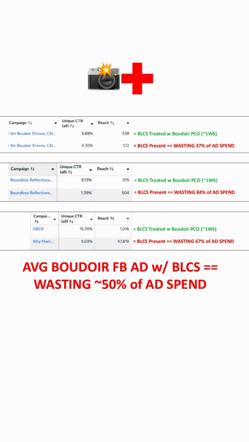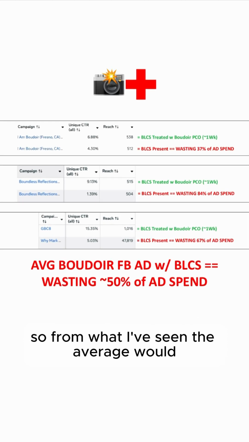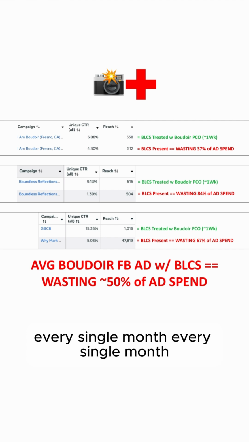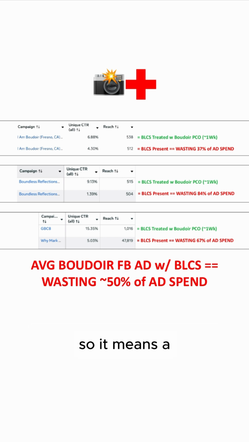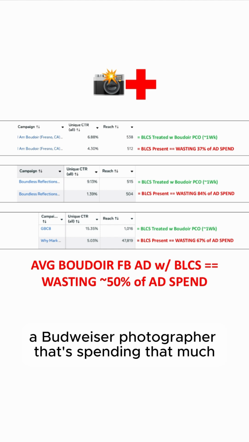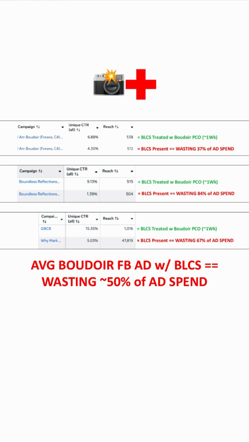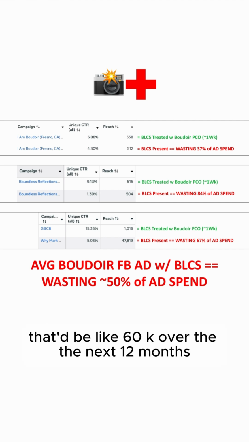So from what I've seen, the average Boudoir Facebook ad with BLCS is wasting about 50% of its ad spend every single month. So it means a boudoir photographer that's spending that much, 5K is being thrown away on average. That'd be like 60K over the next 12 months.